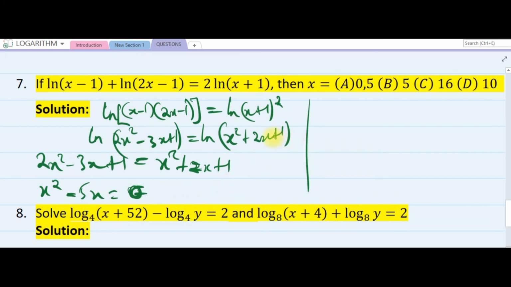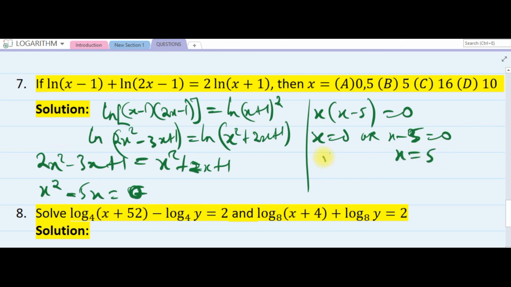So finally, we'll form a quadratic equation. So we can factor x out. We have x(x minus 5) equal to 0. And this means the product of two numbers being 0 means one of them must be 0, but we don't know which one. So it's either the first one is 0 or the second one is 0, which implies x is 5 and x is 0. So these are the two values of x.